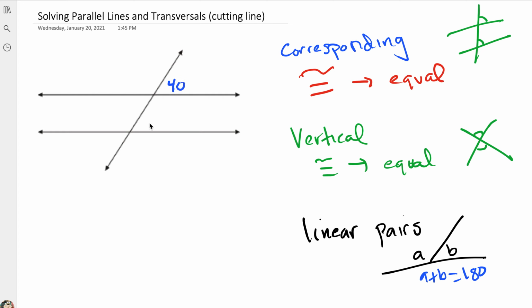So let's take an example of a corresponding angle. This is 40, this is x. So x will equal 40 because we've already learned what corresponding angles are. If I were to change that or add, I'll add the letter y over here.